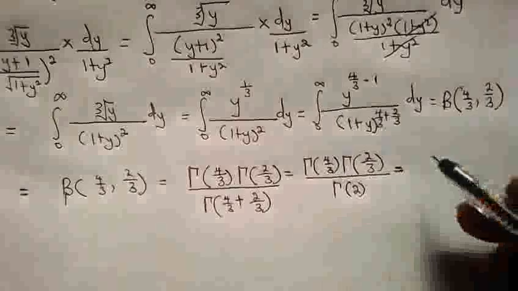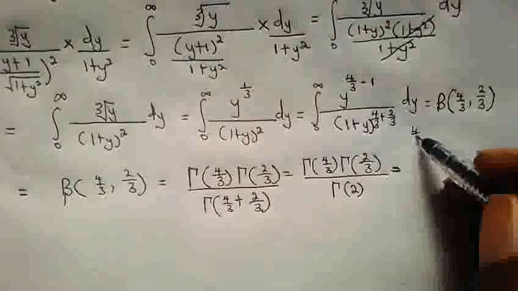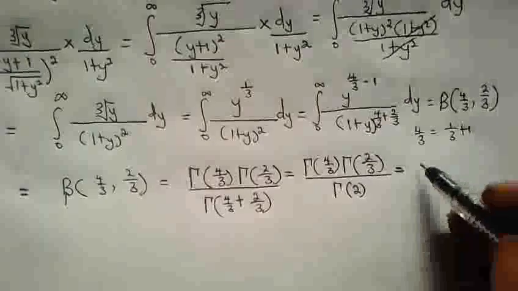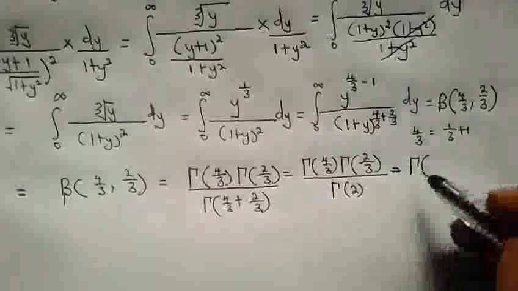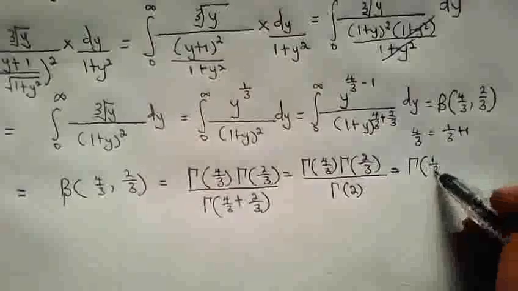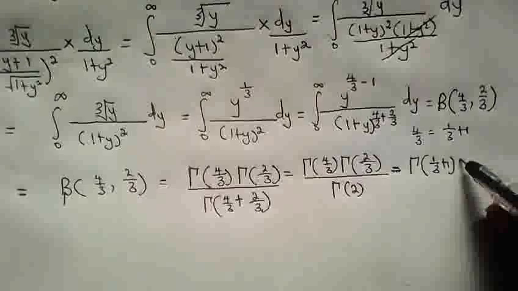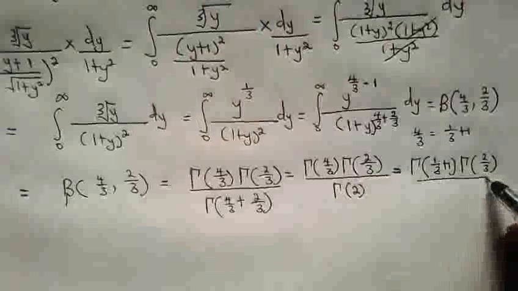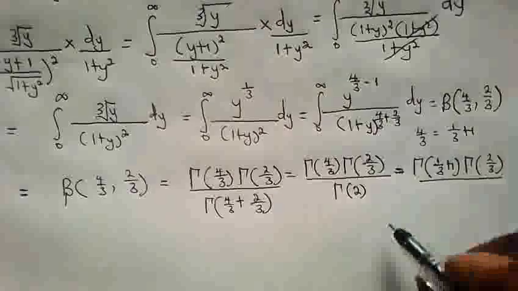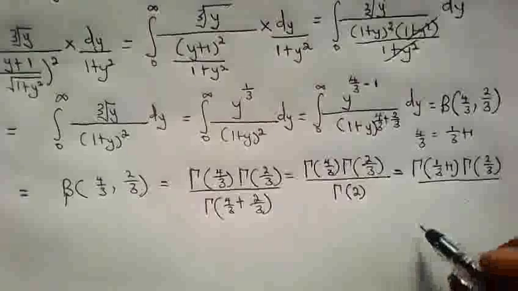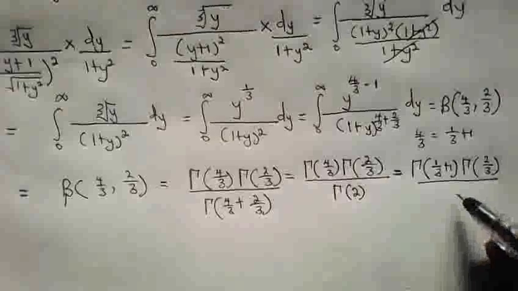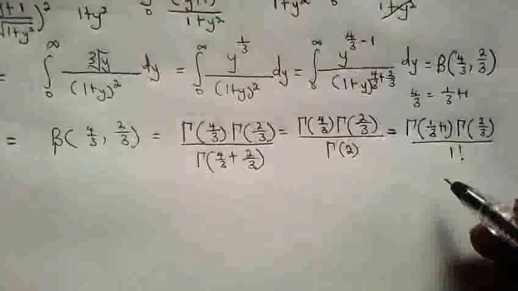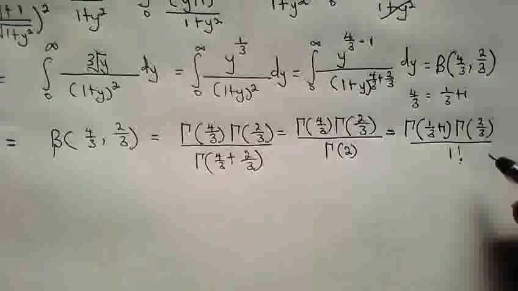4 over 3 here. So remember that 4 over 3 is equal to 1 over 3 plus 1. Okay, so I'm going to write as follows. Instead of writing gamma of 4 over 3, I will write 1 over 3 plus 1, then gamma of 2 over 3 all over, gamma of n is equal to n minus 1 factorial. So gamma of 2 will be 2 minus 1 factorial, and that is 1 factorial. Okay, I believe we are proceeding, and this is making sense, right?